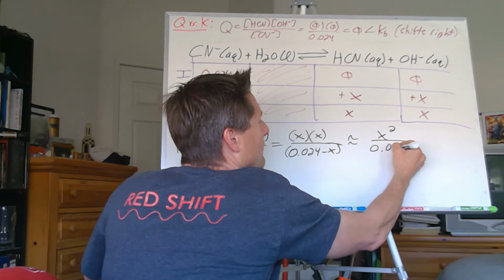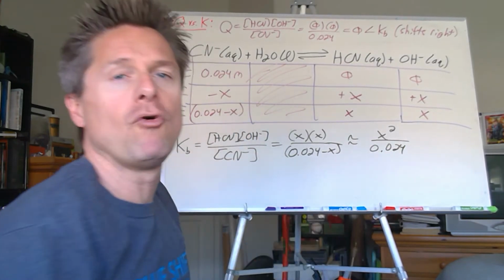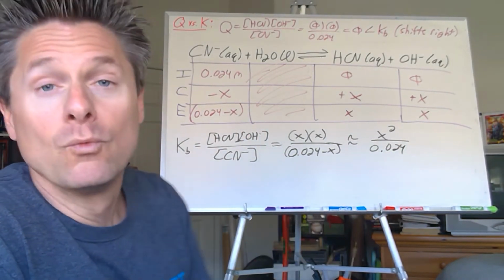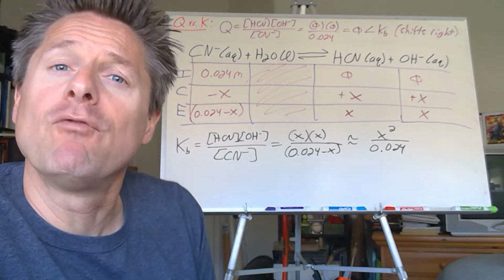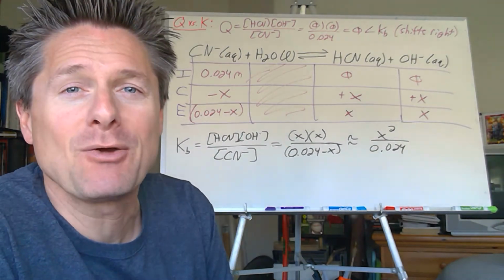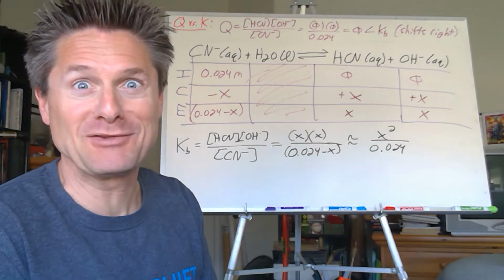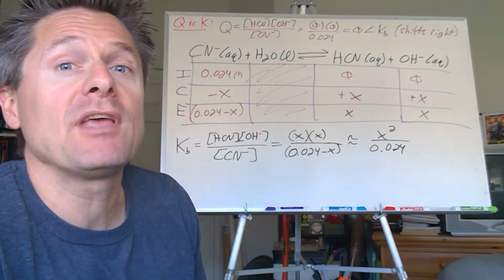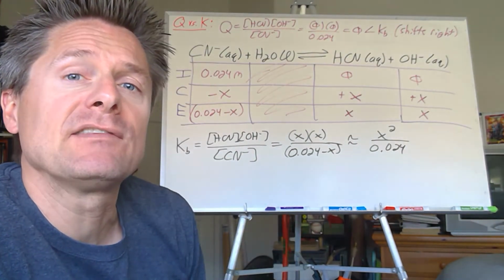And I'm just going to leave that as 0.024 in the denominator. This will really make it easy so we can avoid the quadratic equation. I think the last two examples I made you use the quadratic equation. I think I'm nice on this one. Let's hope. If this creates less than 5% error, and again, 2 ways you can test this assumption validity.